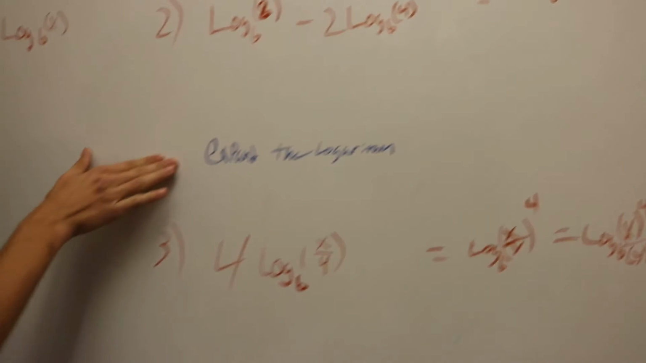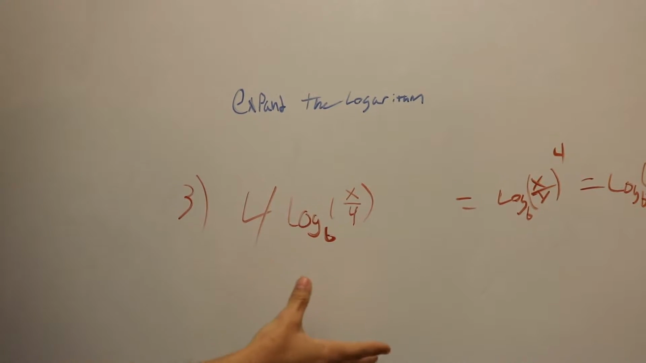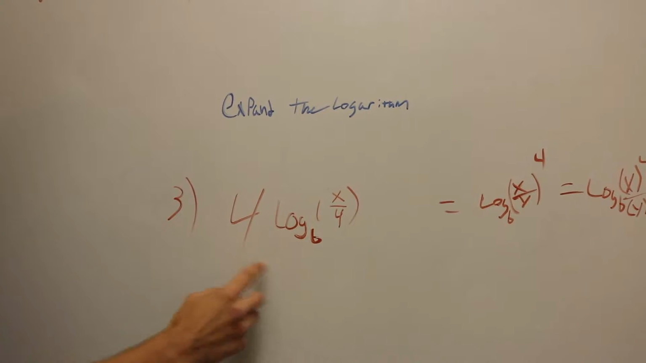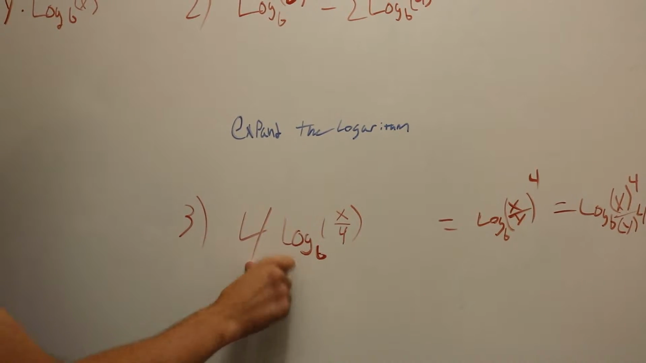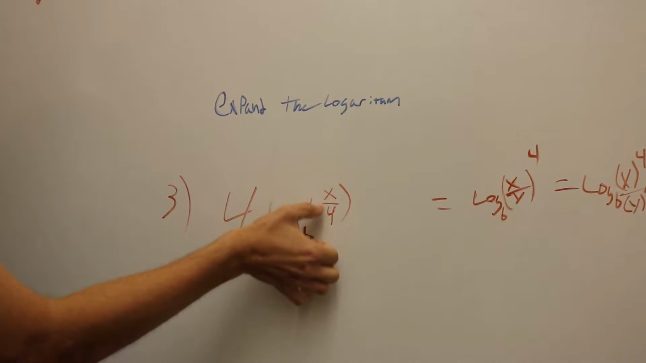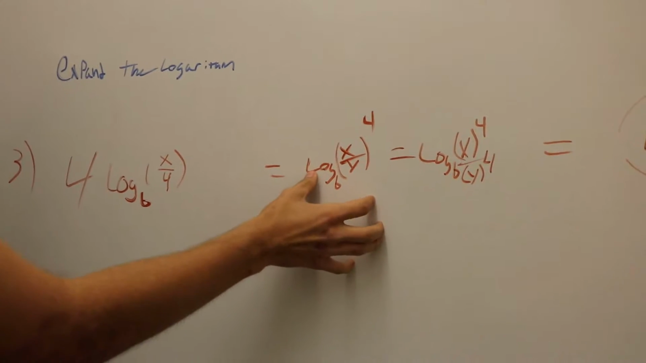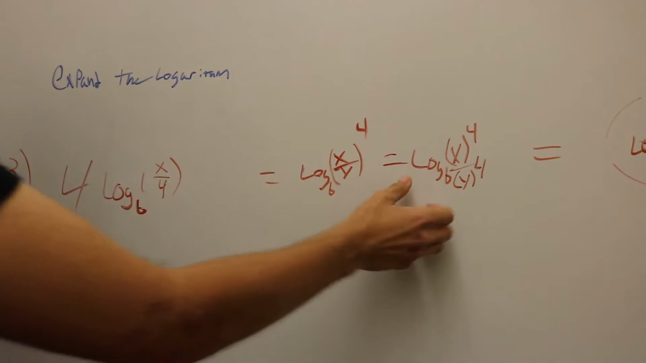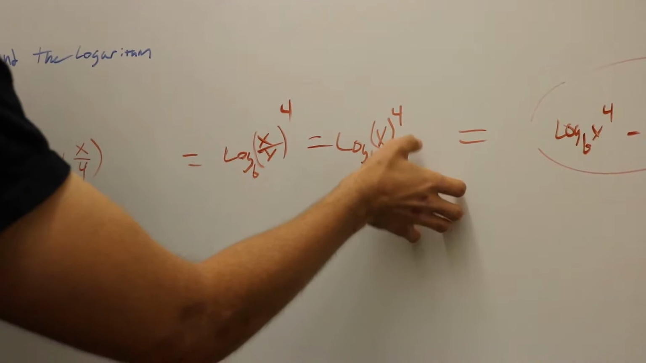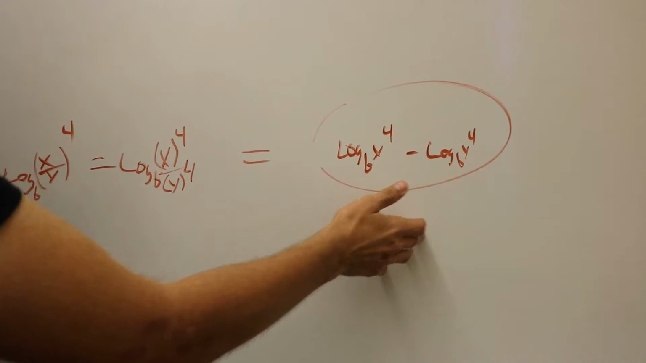Now if you want to expand logarithms from a condensed form, you can just use the same exact rules in reverse. So for example, you have 4 log b of x over y. What you can see here is, obviously you have an exponent in front, so you're going to take that over and put it on top of the x over y. And you can see here that you're going to end up using the quotient rule because there's a division inside the log. So you end up getting log b of x over y to the 4th, which comes out to log b of x to the 4th minus log b of y to the 4th.